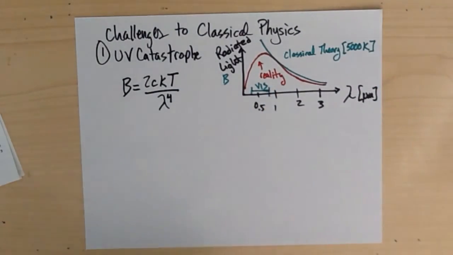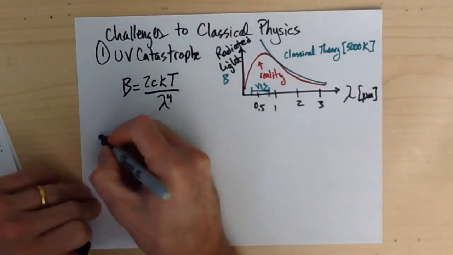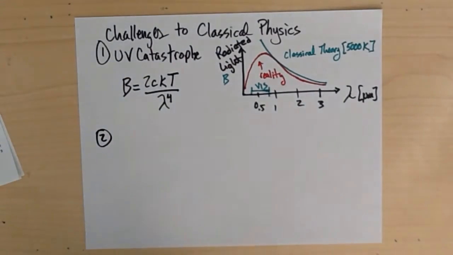All right, and so this is a brief sketch of the ultraviolet catastrophe, which was understood and known at the time. And in fact, one of the jobs that Max Planck had at his company, he was working for a light bulb company, was to resolve this difference.